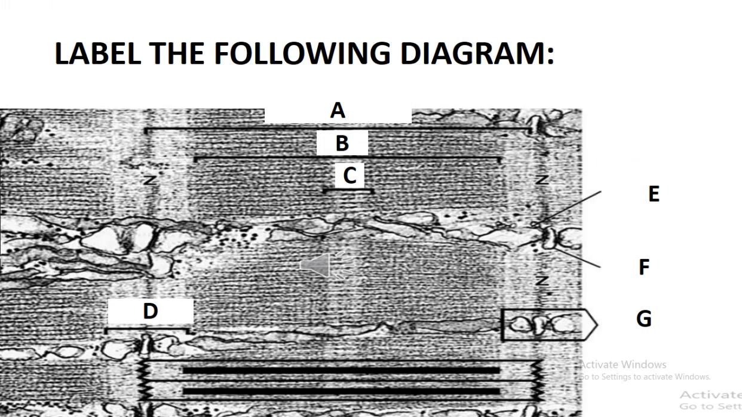Let's quickly move on and look at this other diagram. The question is saying label the following diagram. So let's quickly start with this one. It starts from one Z disc to another Z disc, so this region is known as the sarcomere. Then from this region to that region, which is also dark here, this is known as the A band.